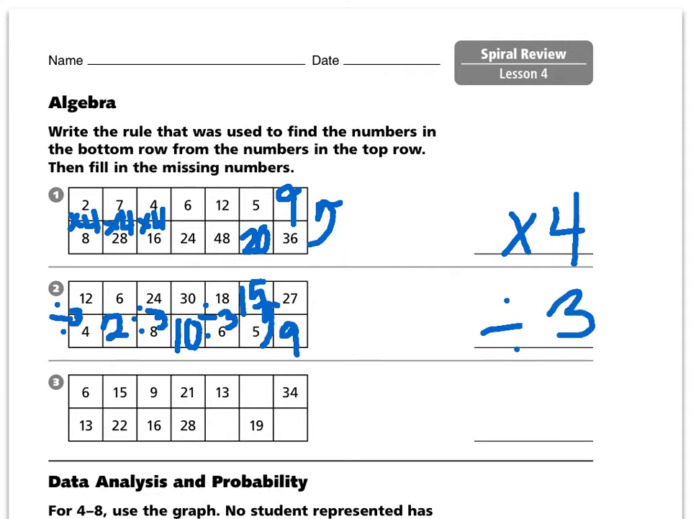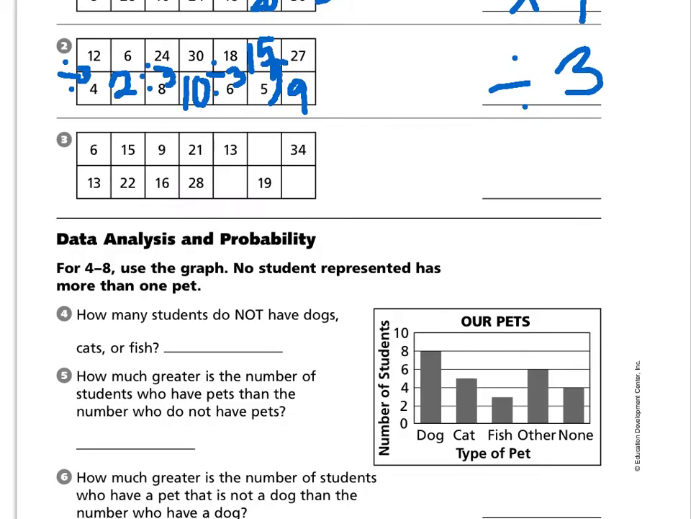Number 3, 6 to 13. You're not multiplying or dividing, you're going to be adding or subtracting. I know that I would add 7 to that. 15 to 22, you would add 7. 9 to 16, you would add 7. So your rule is going to be to add 7. 13 plus 7 is going to equal 20.